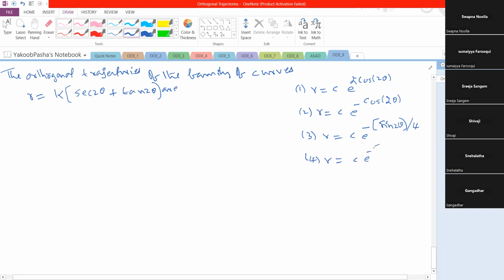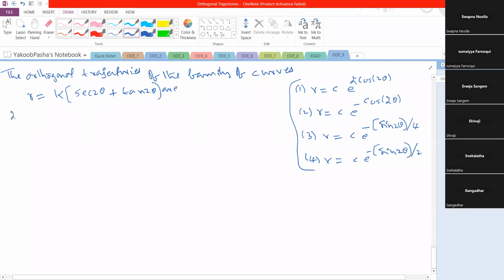And fourth option, R is equal to c e power minus sine 2 theta by 2. Okay. Now, clearly it is in polar coordinates. And k is the arbitrary constant. First of all, we have to differentiate this equation with respect to theta.